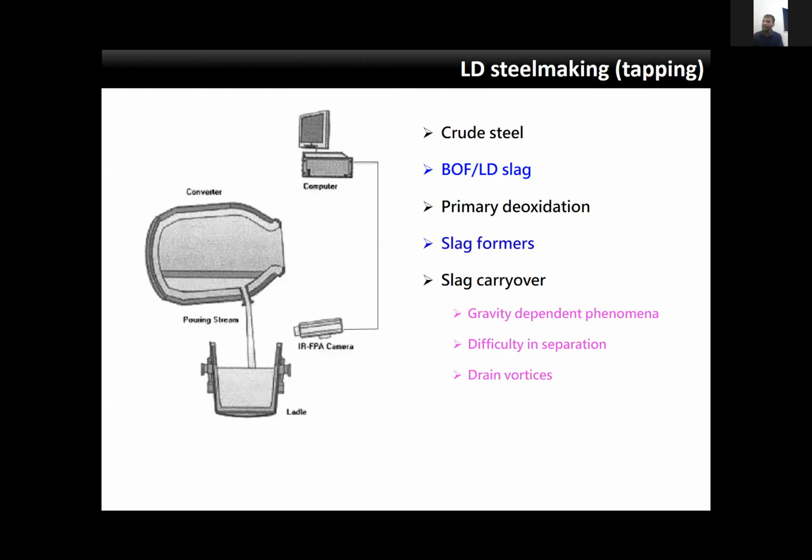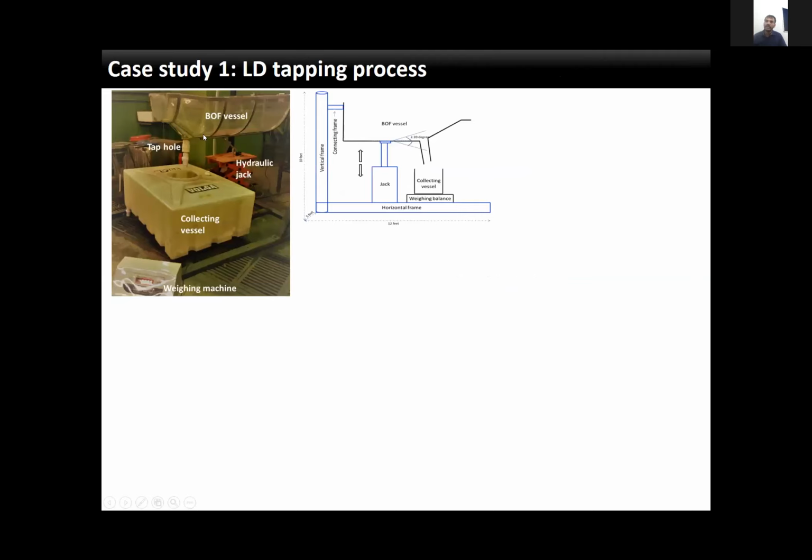The vortex is a gravity dependent phenomenon, so it has to form in all the transfer operations, but at what position it forms and how to control it, that matters. The vortex formation will create some difficulty in separating the slag and metal. There are some drain vortex control methods adopted in the industry. Dark and infrared cameras are being used. At NML, we studied this BOF tapping process also. You can see the BOF vessel is fabricated here, and the tap hole is here, and this you can call a ladle, and it looks like this.